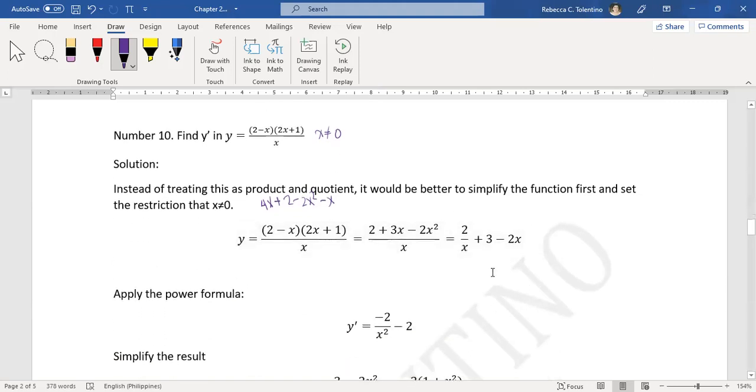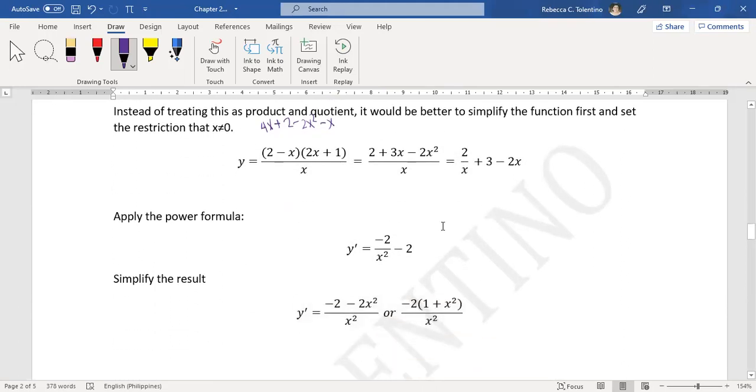So for 2 over x, the derivative is minus 2 over x squared. The derivative of 3 is 0, and the derivative of minus 2x is minus 2. Remember that if your function is in the denominator, instead of decreasing, the exponent actually increases. So the exponent is minus 1, multiplied by 2, so it's minus 2. And we simplify the result by taking the LCD, that's x squared. So we have minus 2 minus 2x squared, and then factor out minus 2. So it becomes minus 2 multiplied by 1 plus x squared, over x squared.